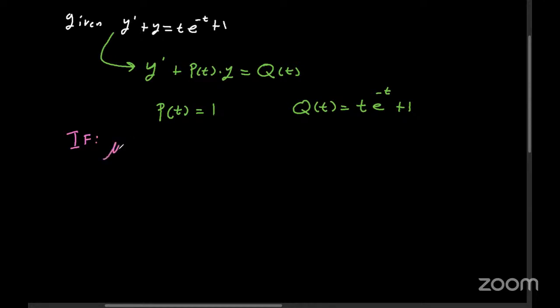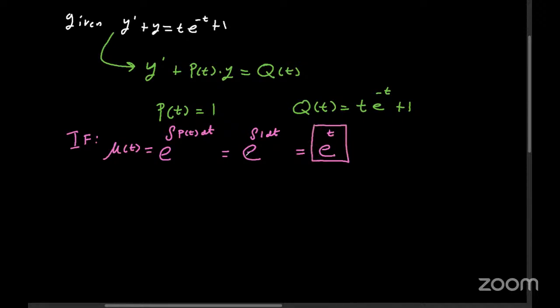So what's that? Well, here's the idea. The integrating factor mu of t is e to the integral of our p of t dt. Okay, so let's find this. The integral of p of t, in this example, is just the number 1. So that is e to the t, because when you integrate the number 1 with respect to t, you just get t. All right, so this is our integrating factor.